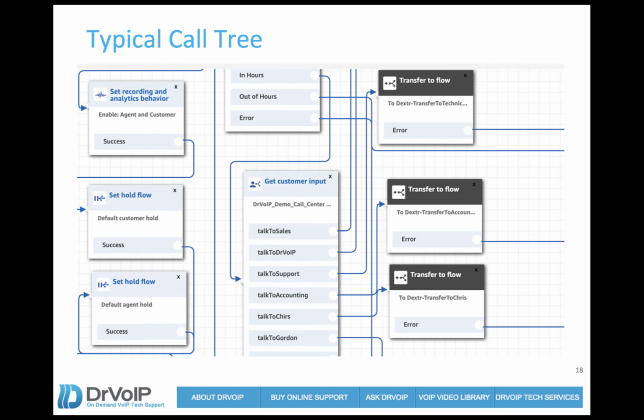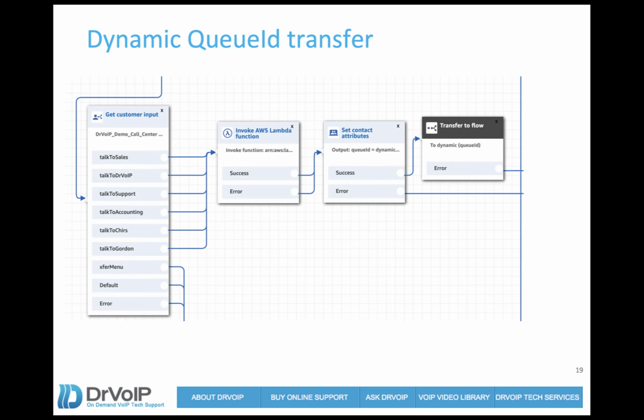But the end result is typically what you're going to do here is you're going to drag a line up here and say transfer to flow. And you want to transfer this to tech support. And if they press 2, transfer to accounting. If they press 3, transfer to something else. So what we're doing here is creating multiple flows to handle something that a single contact flow could handle. And that's the beauty of a dynamically configured transfer.